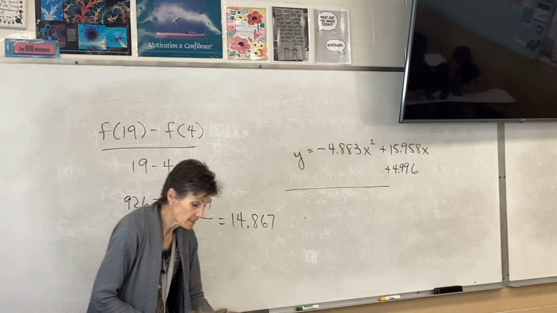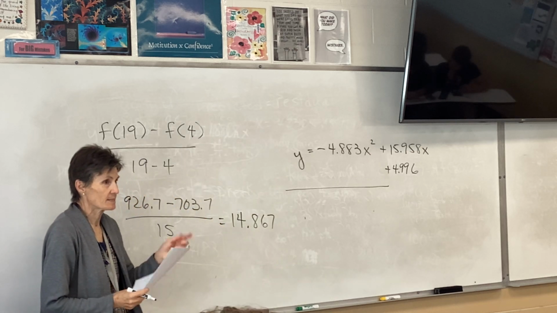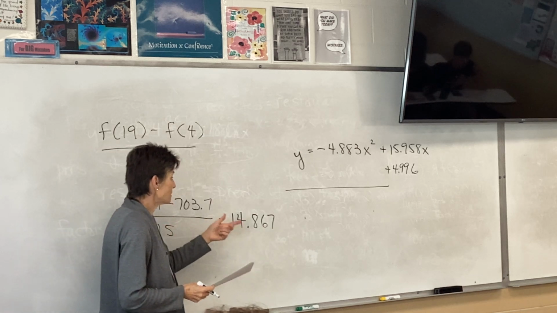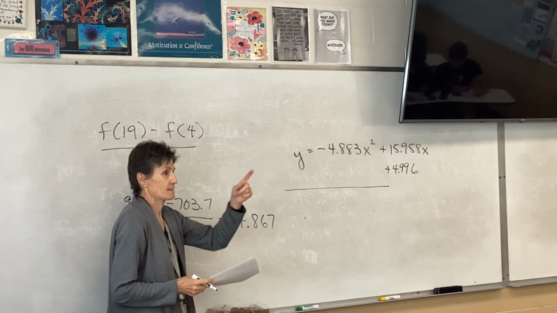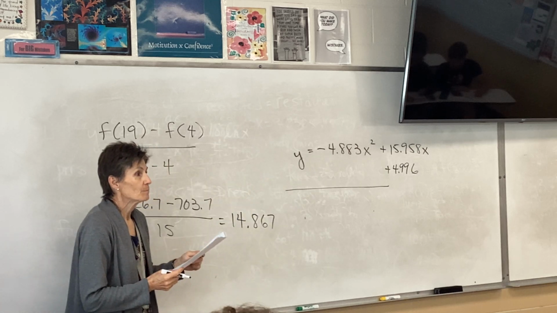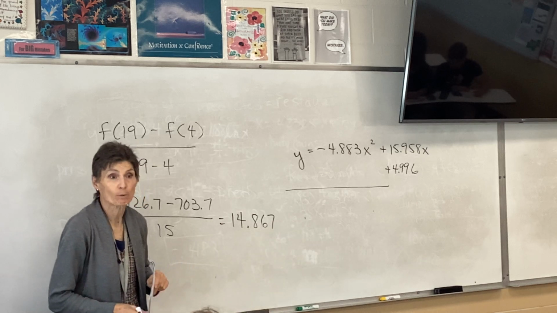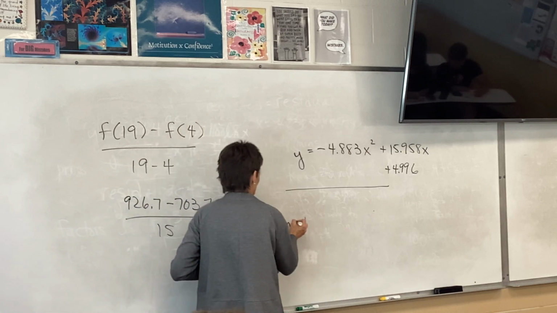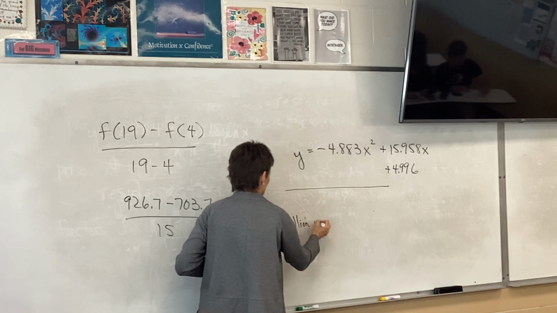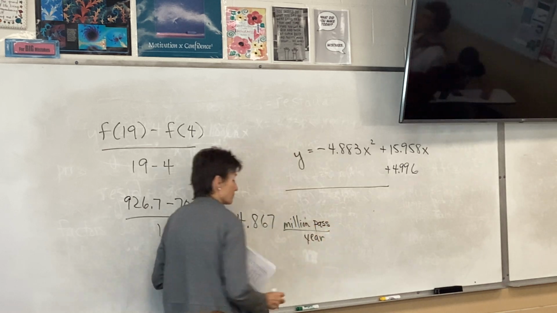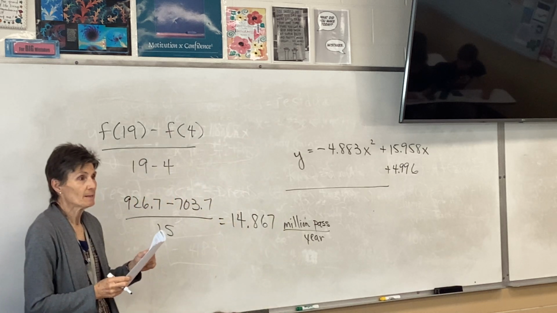Now let's put a unit on that, since this is an actual problem. What would that be? 14.867 million passengers per year. Is a unit million? Yeah, million passengers per year. Does that make sense to everybody?